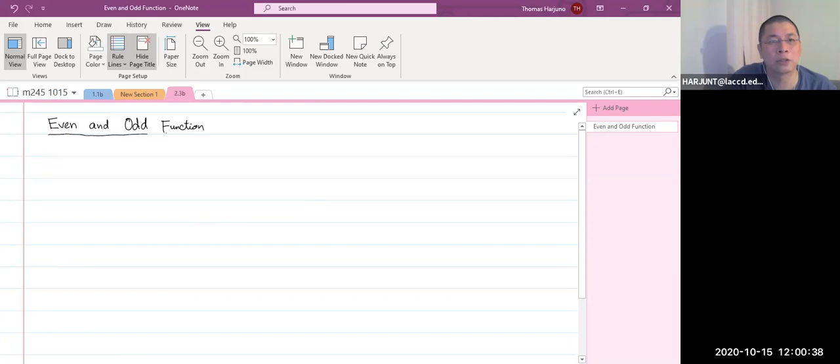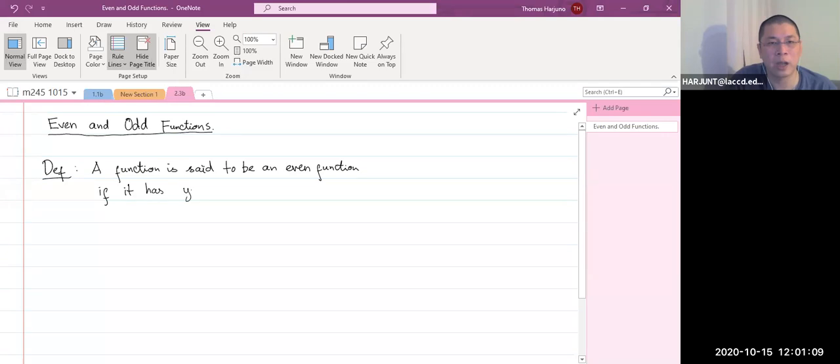Even and odd functions. Definition: a function is said to be an even function if it has y-axis symmetry. The graph has y-axis symmetry. Okay.